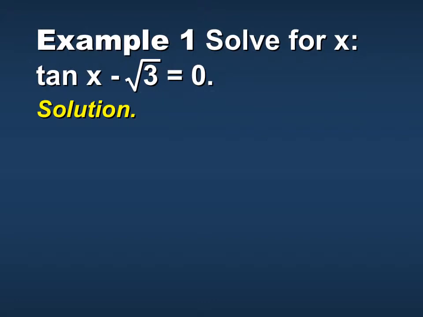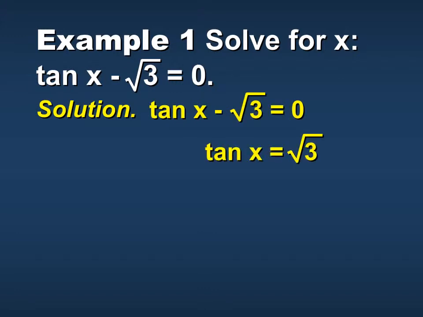So let's look at an example. Let's say we want to solve for x, okay? So we have tan x minus square root of 3 equals 0. So to isolate, we're going to add square root of 3 to both sides. And we get tan x equals the square root of 3.